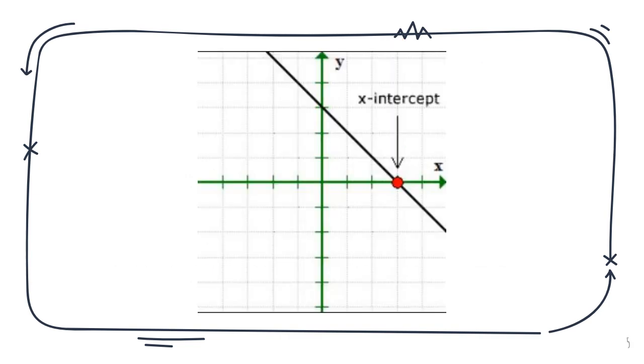So again, on this one, the x-intercept is labeled. So our x-intercept would be 1, 2, 3. So our x-intercept is 3, and in this case, our y-intercept, 1, 2, 3, would be right here, and it would also be 3. So our x and our y-intercept are both 3.